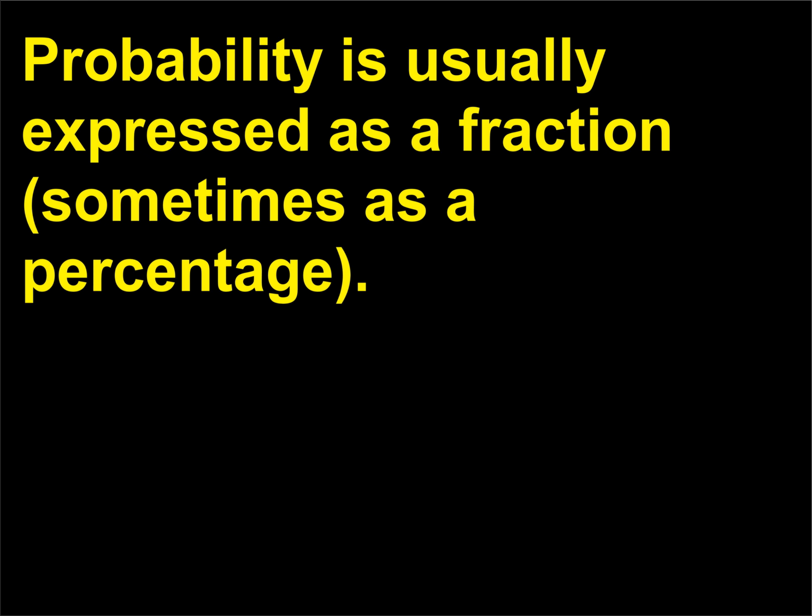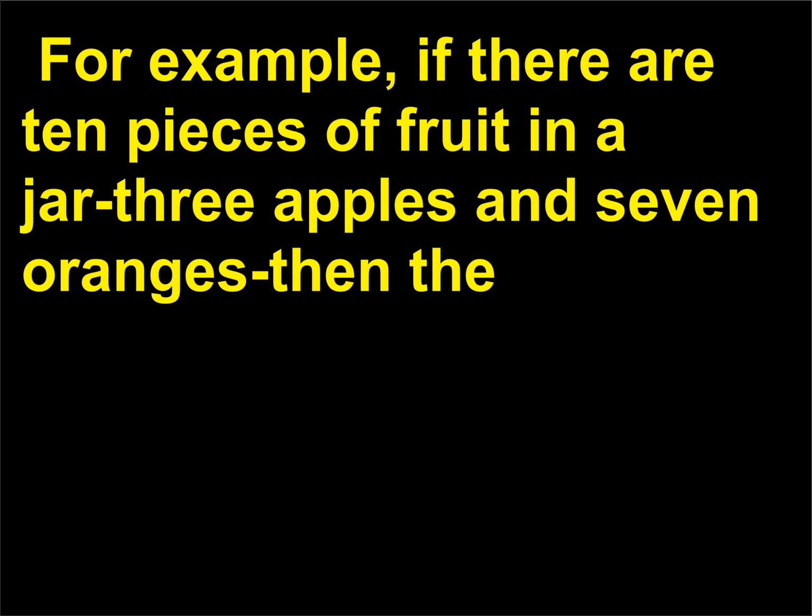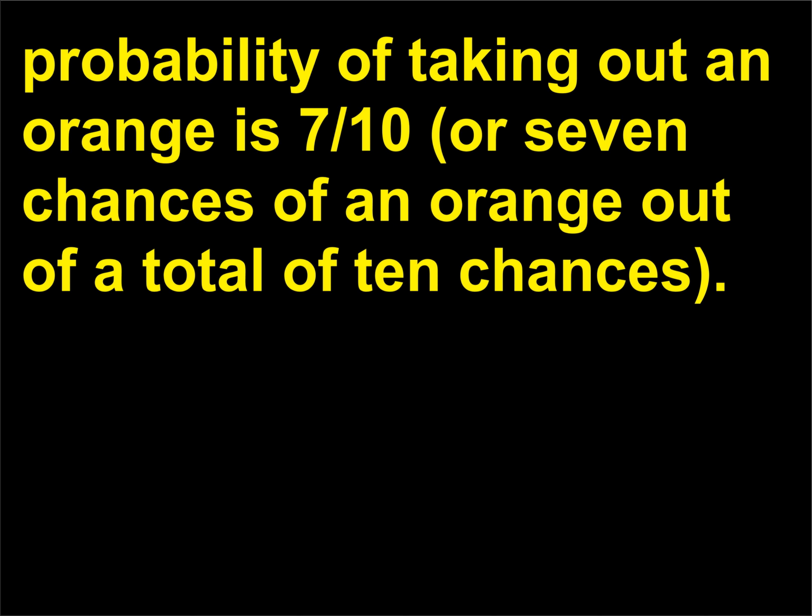Probability is usually expressed as a fraction, sometimes as a percentage. For example, if there are 10 pieces of fruit in a jar, 3 apples and 7 oranges, then the probability of taking out an orange is 7/10, or 7 chances of an orange out of a total of 10 chances.